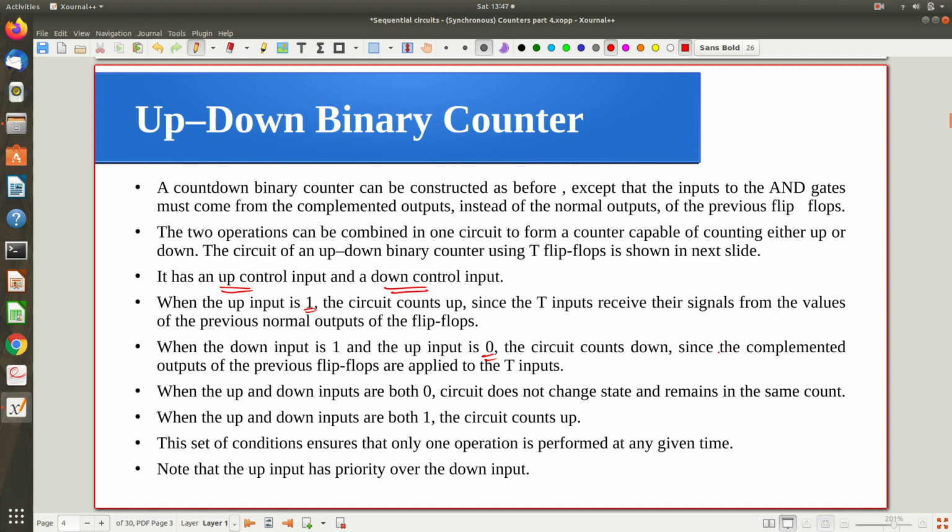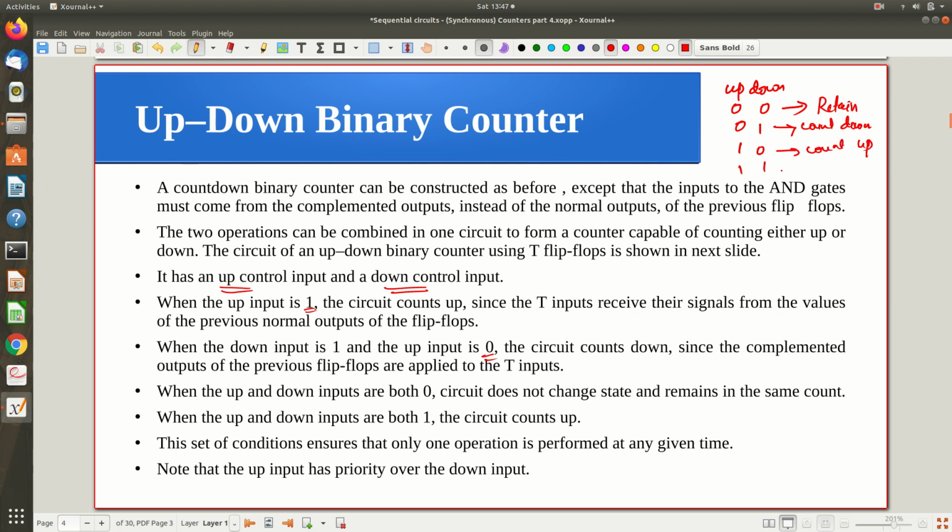So for up and down, since two inputs are there, the combinations are 0 0, 0 1, 1 0 and 1 1. Whenever both of them are 0, I don't want any operation, so I just want to retain the last information. I neither want to count up nor count down, right? Here I want to count down explicitly, because the down bit is 1 and the up bit is 0. And here I want to count up.